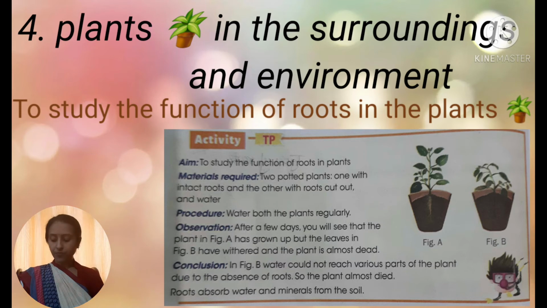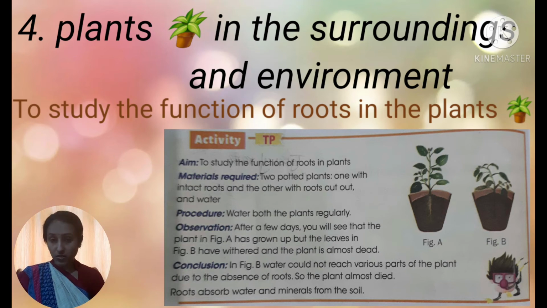What is the procedure? Water both the plants regularly. Obviously, water is a very essential thing for the growth of plants, so you are watering both the plants very regularly. What is the observation? After a few days, you will see that the plant in figure A, which is shown in your book as well as on the screen, has grown up, but the leaves in figure B have withered and the plant is almost dead. Because in figure B the plant doesn't have its roots, it is dead.